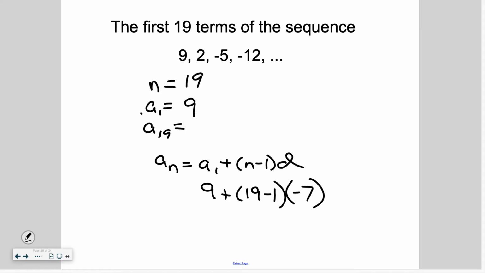So what's our last term? Our last term? Or the sum? That's right. Did you do 18 times -7? Then add 9? Where are you, 19 minus 1. There we go. So once we have all three things, we can now find the sum.